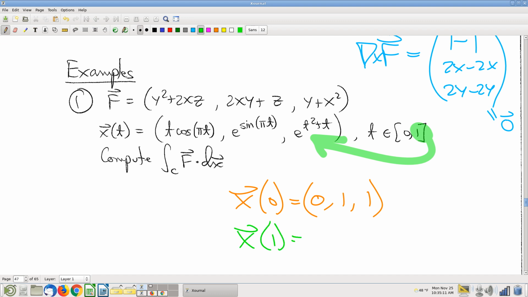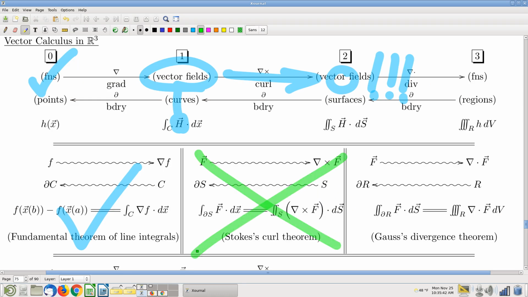x of 1 is, well, let's see here, negative 1. At this point, I don't really care. Clearly, no matter what these remaining coordinates are, these do not start and end at the same point. These are clearly different points. So this is not a closed curve. So this curve is not the boundary of anything. It's an open curve. It's not a boundary. If it's not a boundary, then you could not possibly use Stokes' curl theorem. Doesn't make any sense at all.